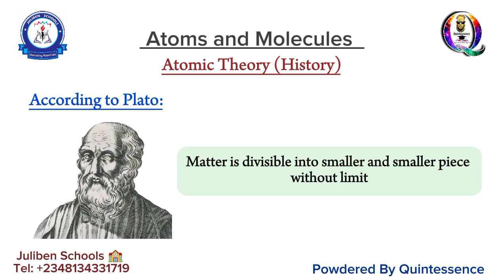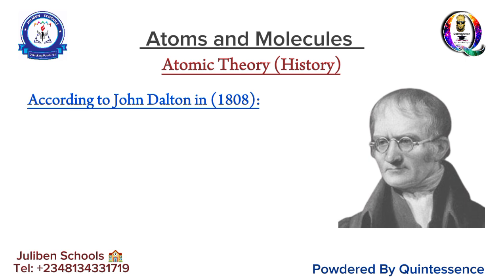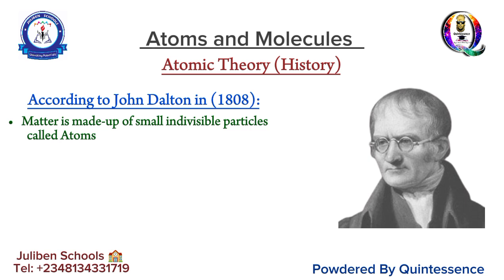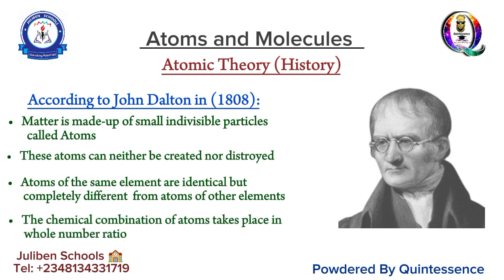Now, his teaching actually continued over the years until the coming of John Dalton in 1808. John Dalton made some hypothetical statements about matter, about 4 of them, which actually stood the test of time till today. The first of them said that matter is made up of small indivisible particles called atoms. He went further to say that these atoms can neither be created nor be destroyed, and he also said that atoms of the same elements are identical but completely different from atoms of other elements. And then the last part of his postulation was that the chemical combination of atoms takes place in whole number ratios. Now, this is exactly what John Dalton postulated in 1808.